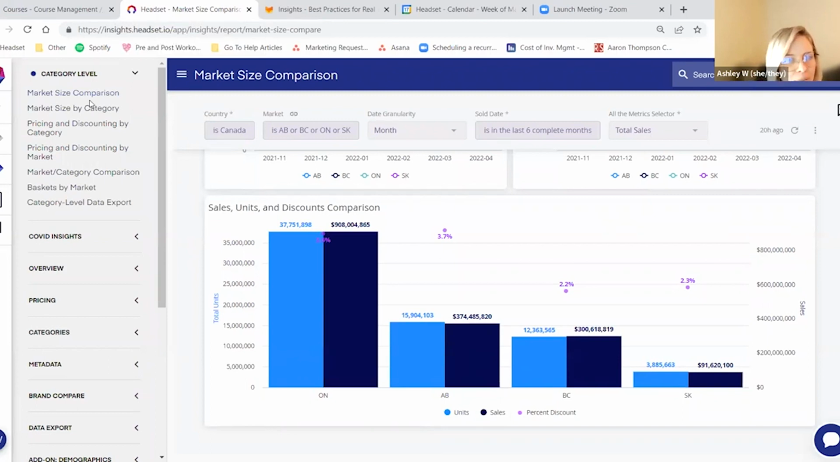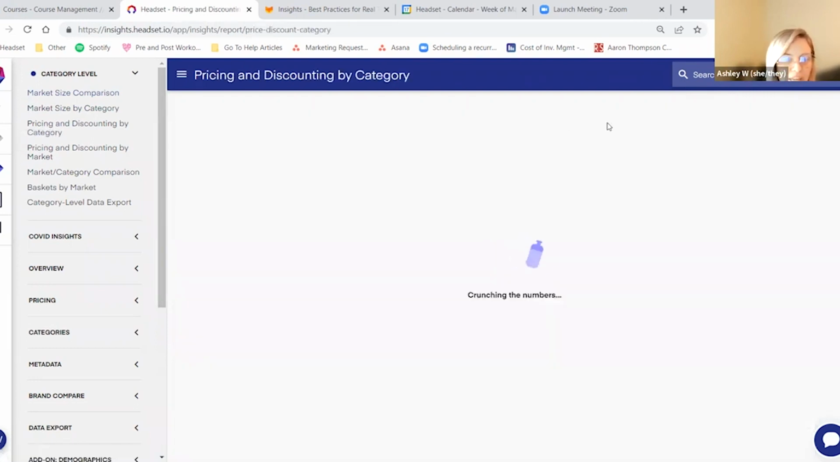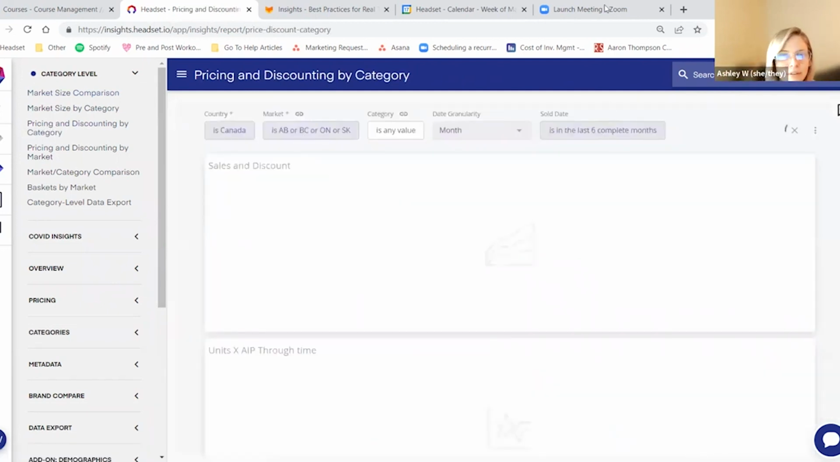All right, friends, so I'm going to skip over our market size by category. This will get us a little bit deeper into comparing categories across multiple markets. And let's jump into some pricing and discounting by category. And again, we'll do kind of this US West Coast versus all of total Canada sales.